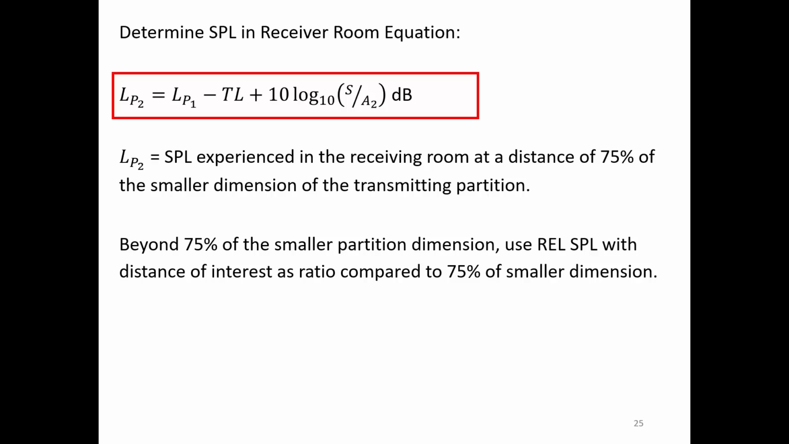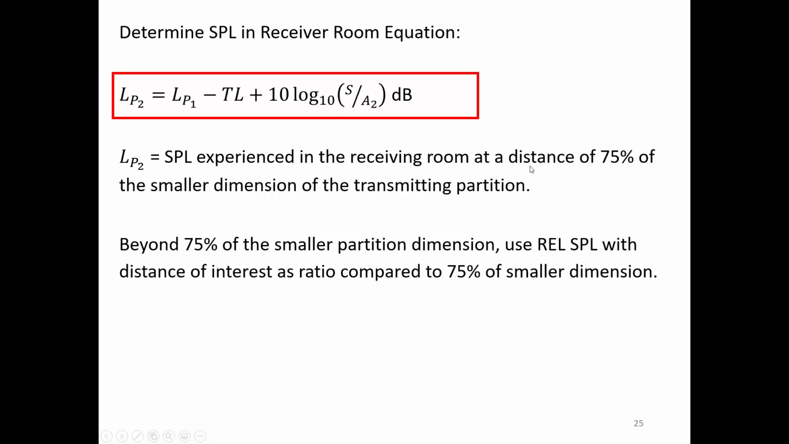I'm only saying that at this point because I want you to understand why this is the sound pressure level up to a certain distance away, and then it changes. We're going to talk about how it changes in a minute. So if you're going to do something like this in an indoor sound propagation problem, use this method. Just understand why it's the same for a certain distance away. Once you go past that, beyond 75% of the smaller partition dimension, use the relative SPL with the distance of interest as a ratio compared to 75% of the smaller dimension.